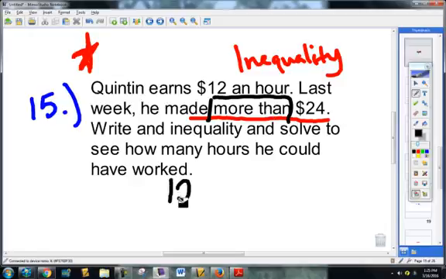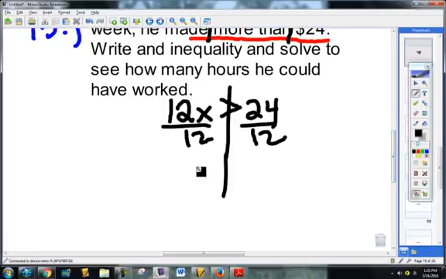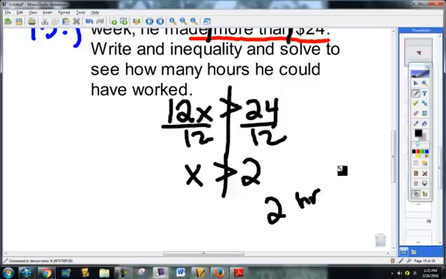You know that 12 is how much he makes per hour. X is representing the amount of hours he worked. And we know that it has to be more than or greater than 24. Well, now if you solve this, you would divide by 12, divide by 12. That would tell you that this is going to be x greater than 2. He had to work more than 2 hours, which means he could have worked 2 hours and 1 minute, but he had to work over 2 hours. Everybody got that? Okay, as long as you got it.